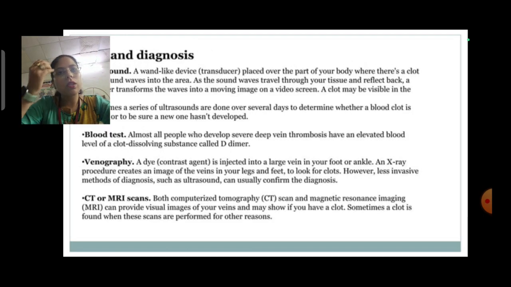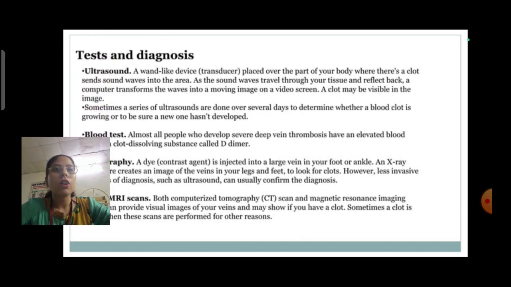Tests and diagnosis. A wand-like device, a transducer, placed over the part of your body where there is a clot, sends sound waves into the area. As the sound waves travel through your tissue and reflect back, a computer transforms the waves into a moving image on a video screen, and a clot may be visible in the image. Sometimes a series of ultrasounds are done over several days to determine whether a blood clot is growing or to be sure a new one hasn't developed.